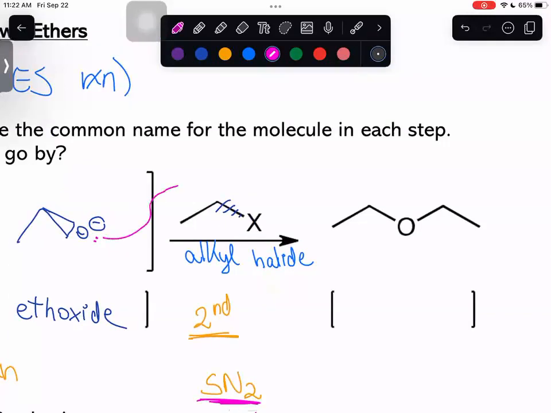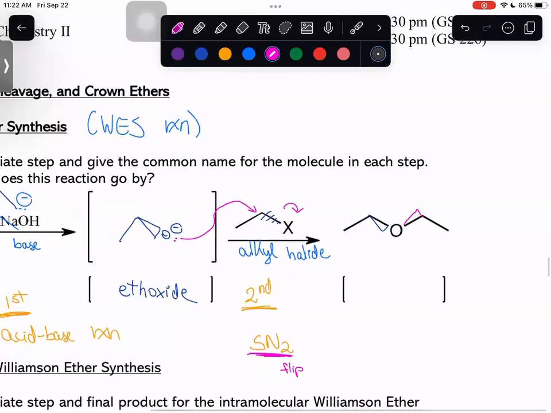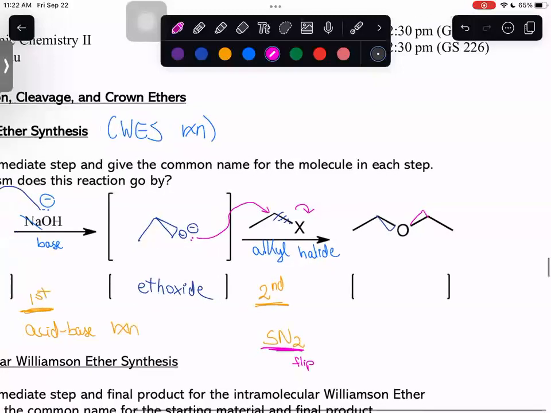So the nucleophile attacks the carbon, you kick off your leaving group, and that means that we are going from a dash bond to a wedge in this case. Where did the alkyl halide come from? It's just an extra reagent that you have. You always need two main components for this reaction: a base and an alkyl halide. That's how you know you're doing this reaction.